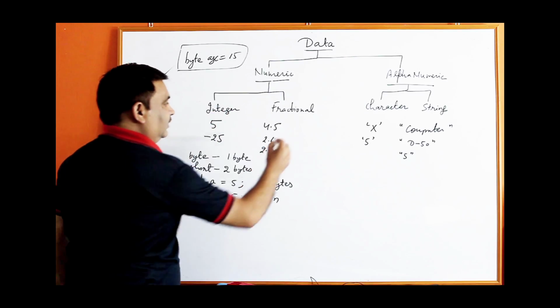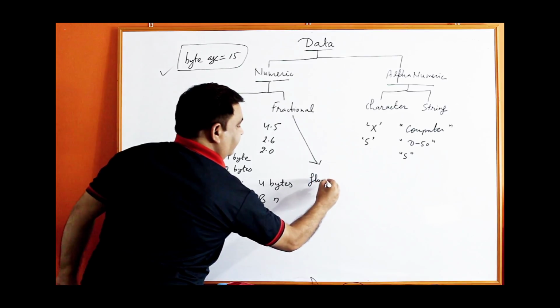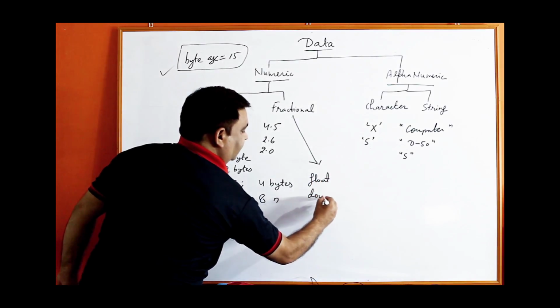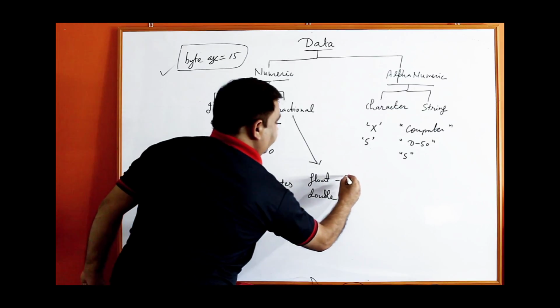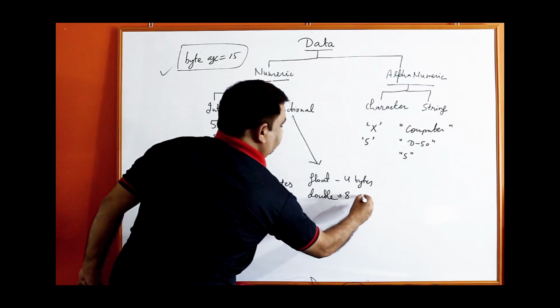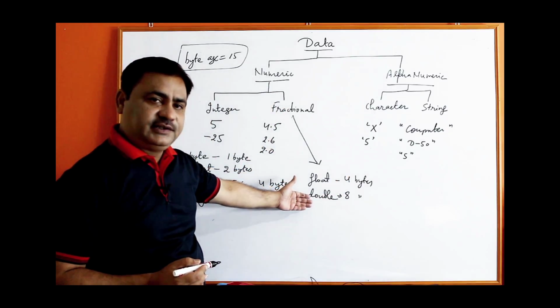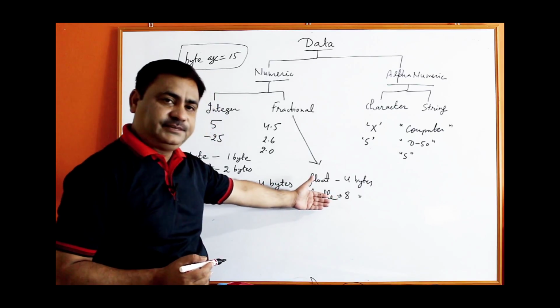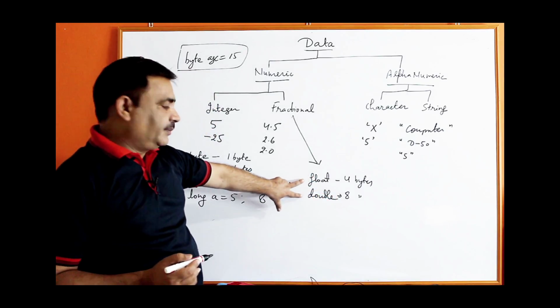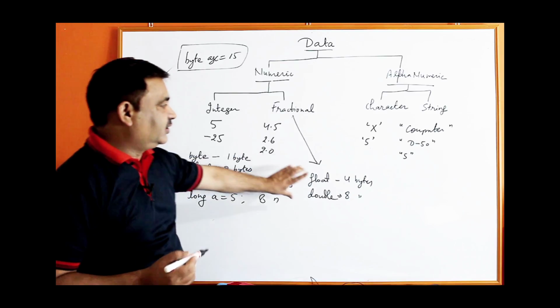Now for the fractional, Java also provides 2 data types, float and double. Float occupies 4 bytes of memory and double occupies 8 bytes of memory. In the same way, the range is also different. There is a small range and a big range. Only 2 data types, float and double. For integer, there are 4 data types. Now the total is 6.